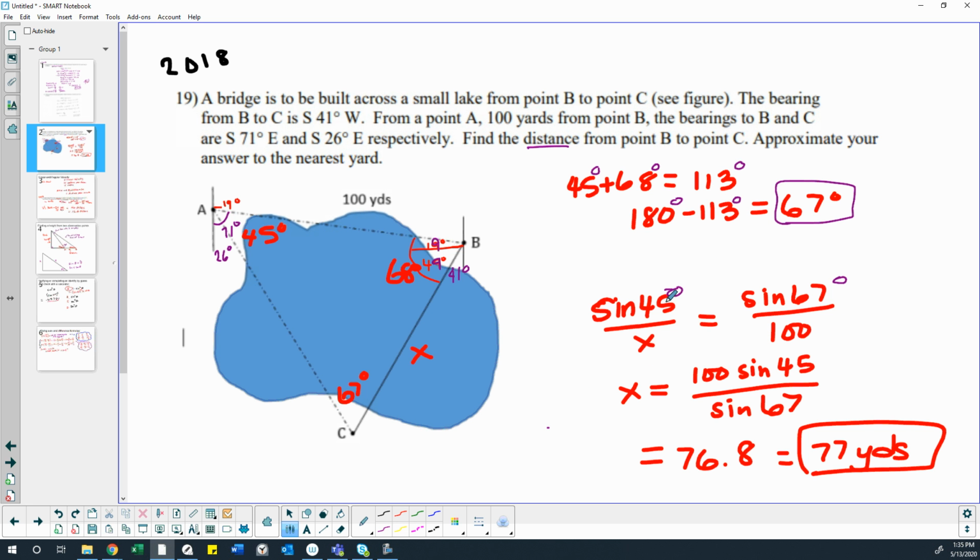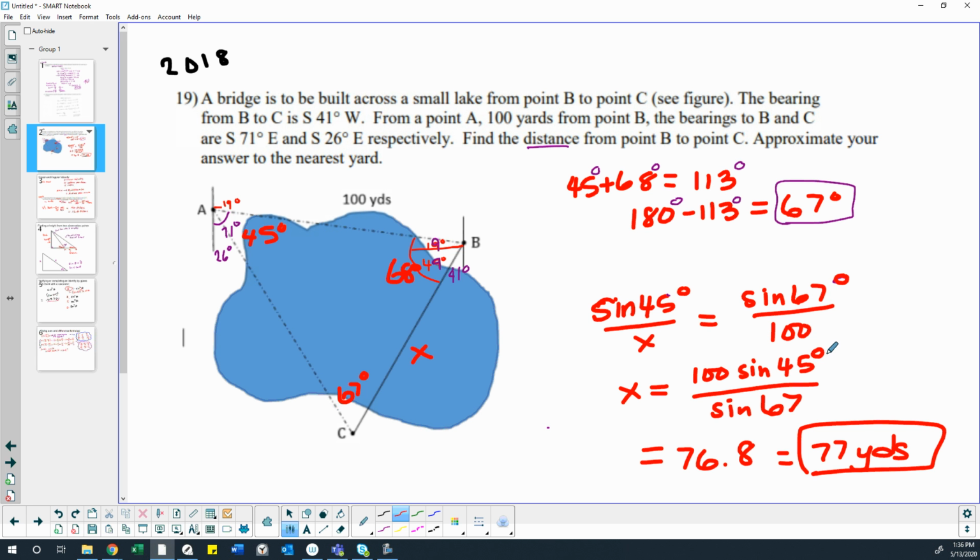And then we calculate that with the calculator. Make sure your calculator is in degree mode. And we get 76.8 yards, which it says give your answer to the nearest yard. So that is 77 yards total.